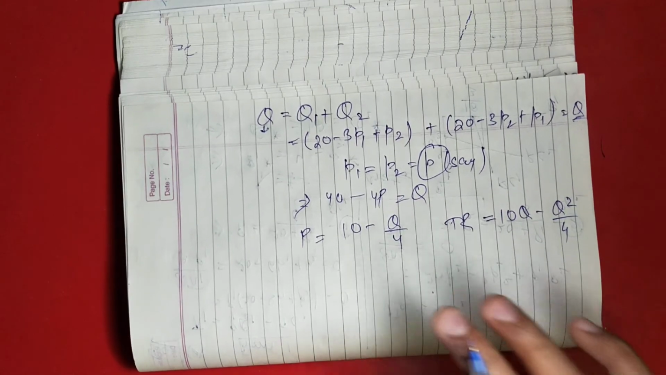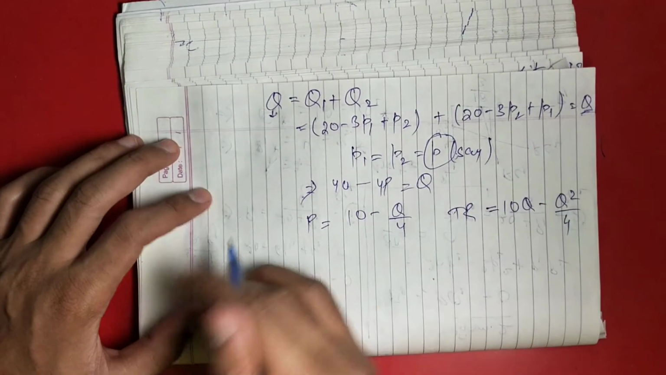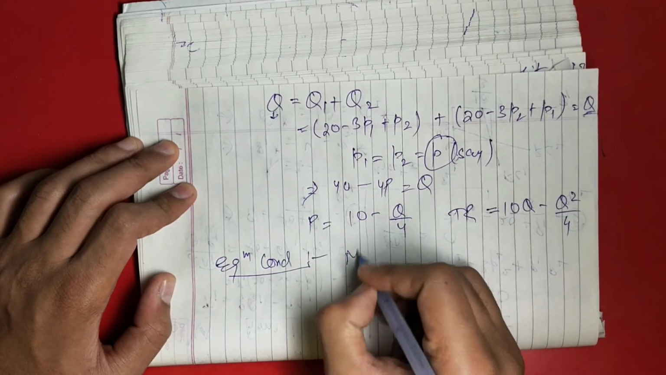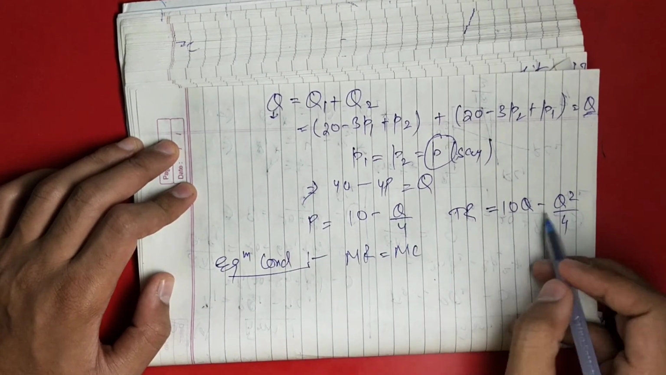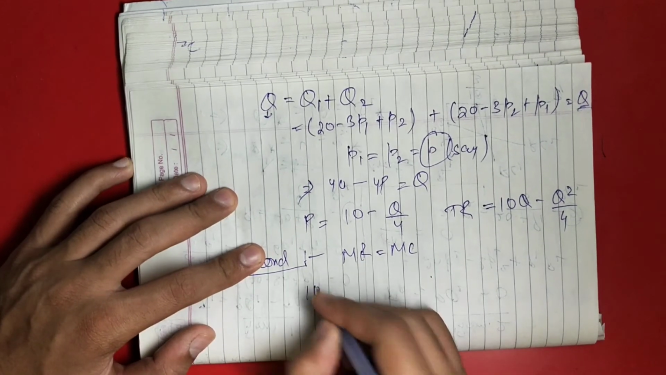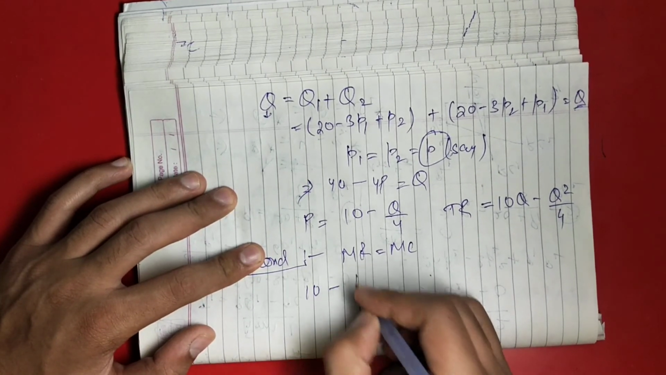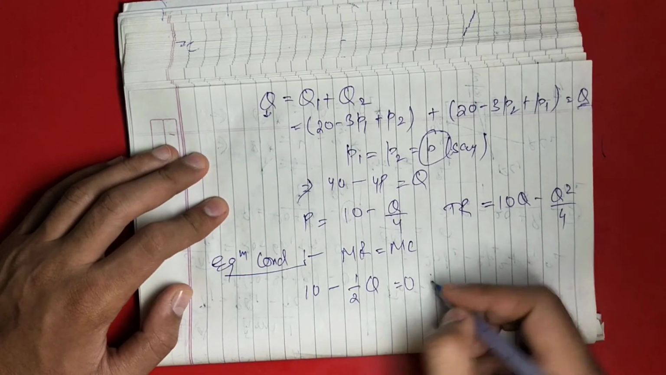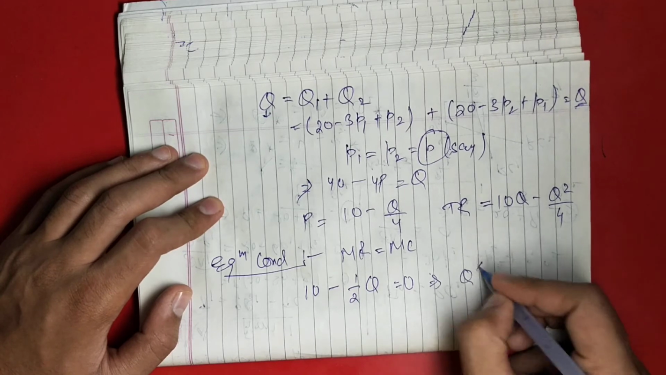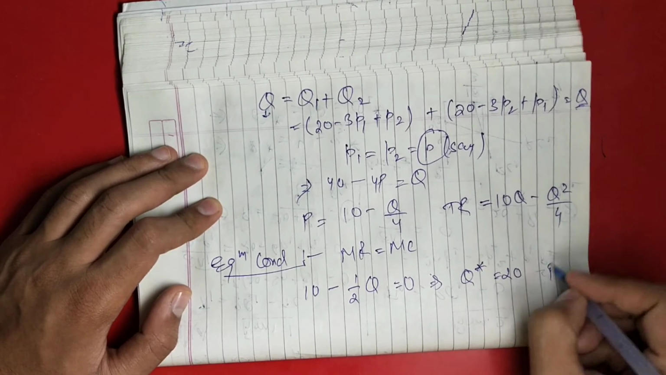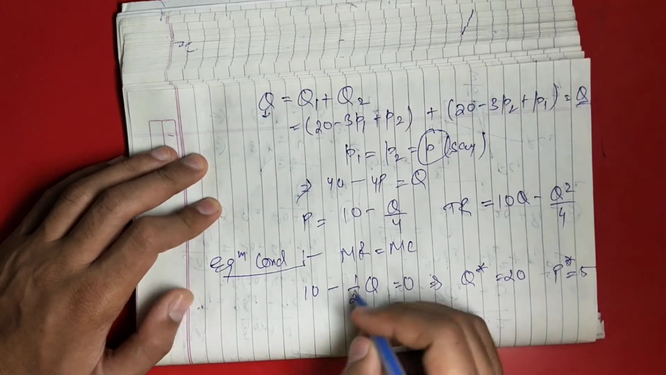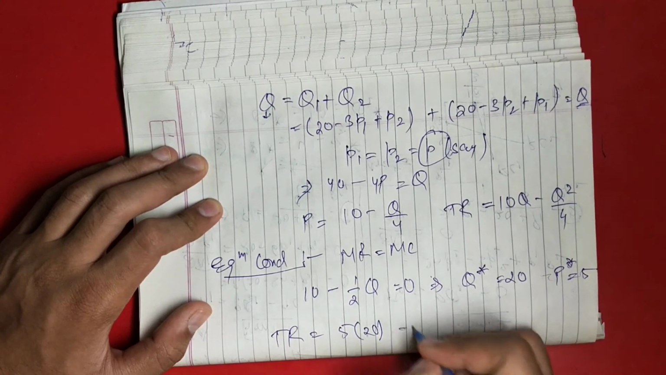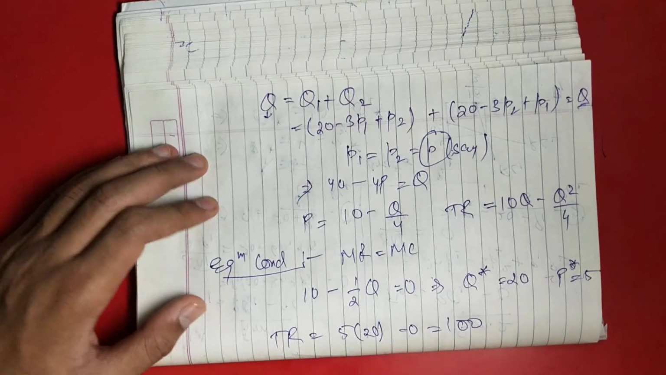Okay guys, now it's easy. You just have to put in the equilibrium condition of monopoly, which is MR is equal to MC. MR you can calculate from here; it will be 10 minus half Q, when you differentiate. And MC is 0, we have already seen. So what will be Q star? Q star will be 20 and P star will be 5. So now TR will be 5 into 20 minus 0, which is equal to 100. So your question is solved now.